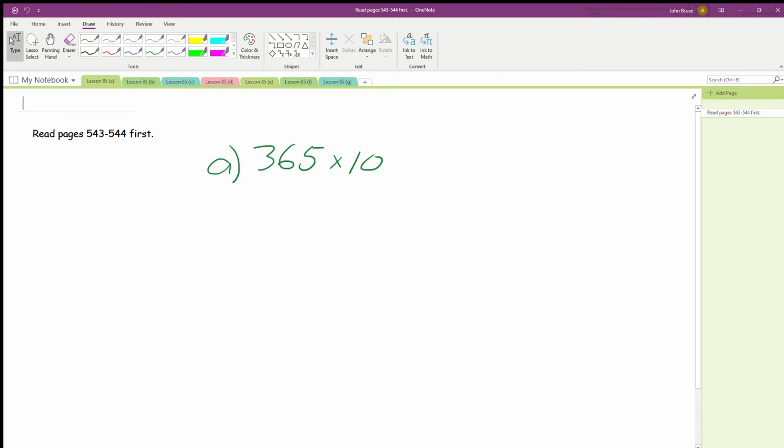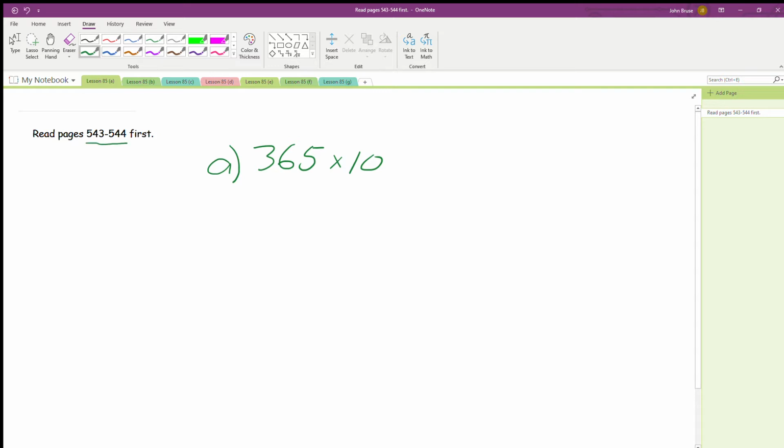Okay, so we're going to work on lesson 85 today. Before we start, I want you to make sure that you have read page 543 and page 544. It's important that you read through the lesson before we start working in here so you can understand what we're practicing with our lesson practice. Make sure you read these two pages.